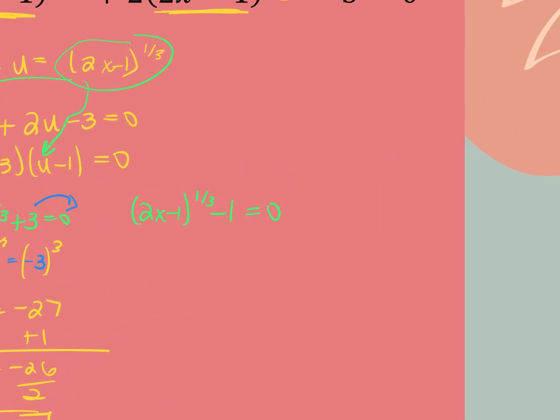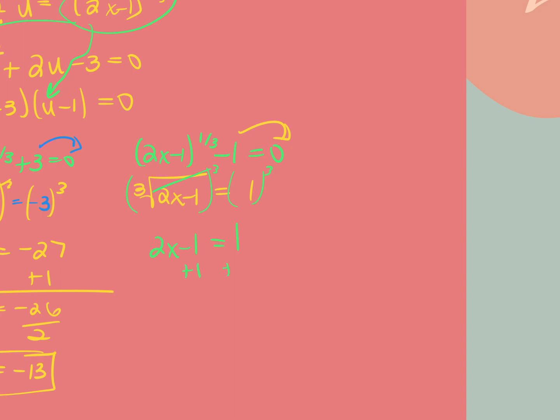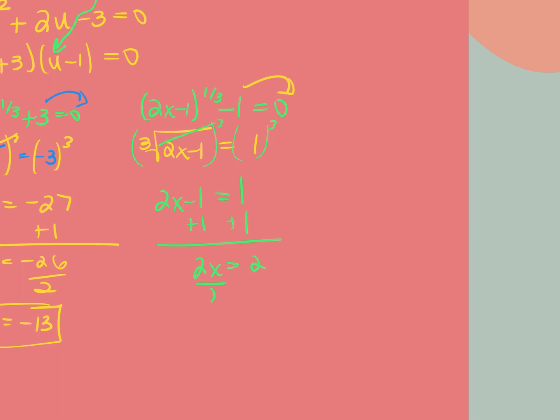Same thing over here. I'm going to rewrite this as the cube root of 2x minus 1. When I move this negative 1 over, it becomes positive. So now we're going to cube both sides. And when we cube both sides, we get 2x minus 1 equals 1 times 1 times 1, which is 1. We're going to add 1 to both sides. So 2x equals 2. Then divide both sides by 2, and x equals 1. Good job.